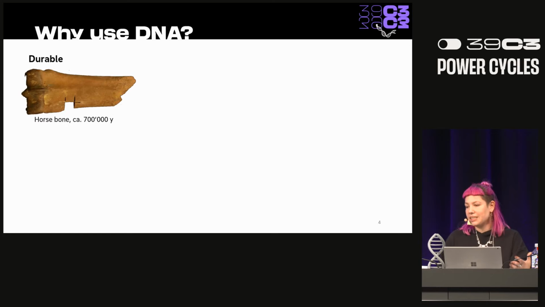First of all, this is durability. So you can see here a horse bone dated from about 700,000 years ago. And scientists were able to, even after all this time, retrieve and read out this horse's genome. So this tells us that under the proper conditions and in the right matrix, DNA can really stand the test of time, even for geological ages.